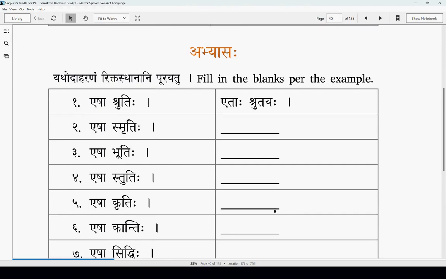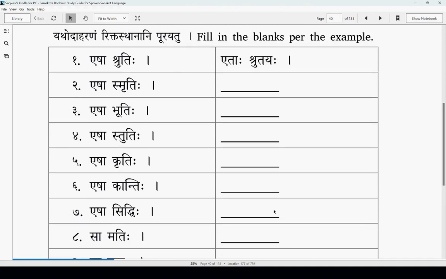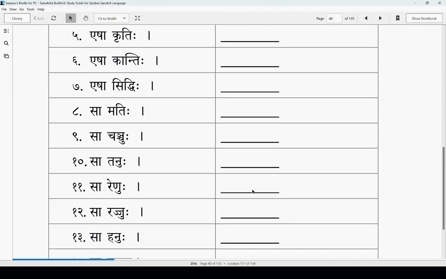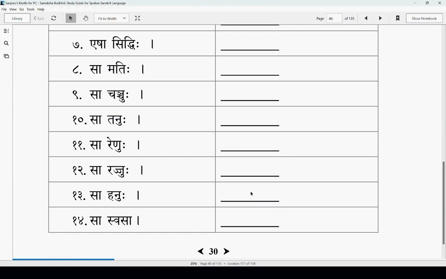Some more examples: Shrutihi, Smrutihi, Bhutihi, Stutihi. All of these will be like Mati Shabda. Shruti, Smriti, Bhuti, Stuti, Kriti, Kanti, Siddhi, Mati, Chanchu. Chanchu will be like Dhenu. Chanchu, Tanu, Renu, Rajju, Hanu, Swasa. Swasa will be like Matra.